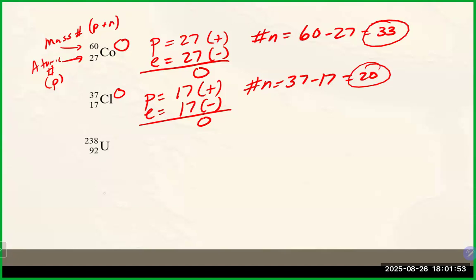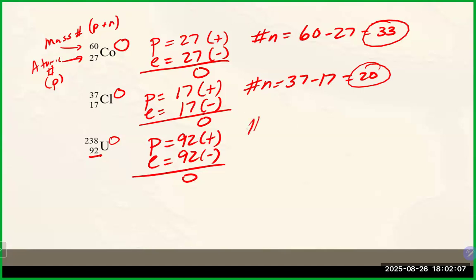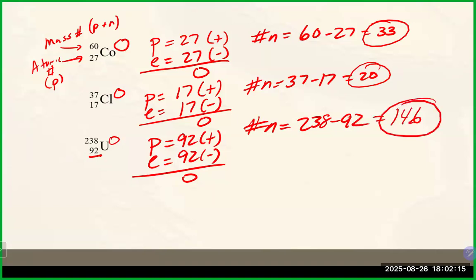And lastly here, U, which is uranium. Once again, no charge is written. The atomic number there on the bottom means our protons would be 92. Once again, it needs a matching number of electrons to give it no charge. And our number of neutrons equals 238 minus 92. That's a lot. That's 146 neutrons. Any questions on any of those?